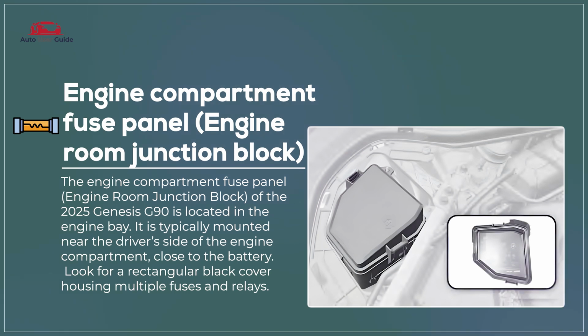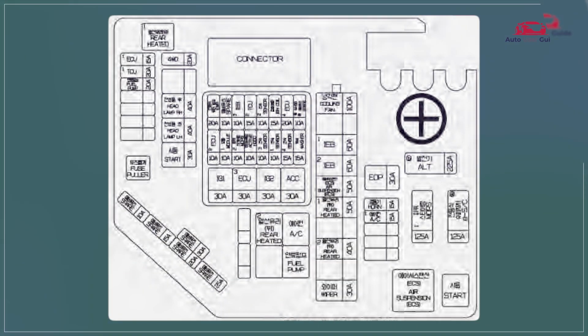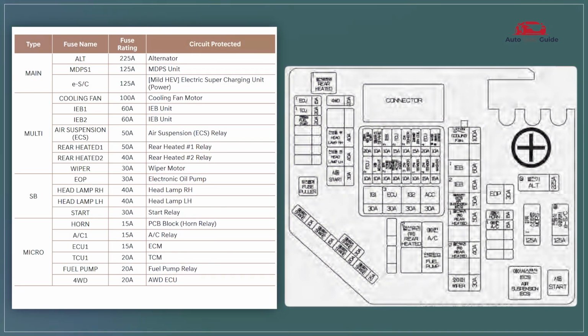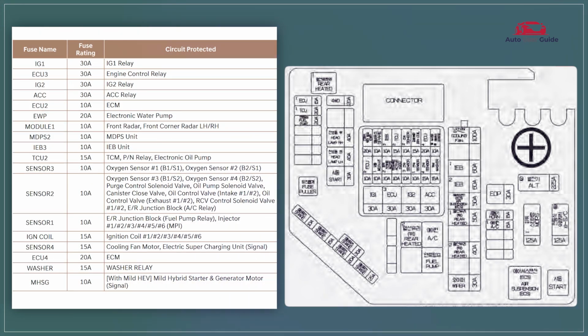Engine compartment fuse panel, engine room junction block. The 2025 Genesis G90 engine compartment fuse panel, engine room junction block provides power protection to critical engine components, including the alternator, starter motor, and cooling system. It features a clearly labeled fuse diagram for easy identification and replacement.